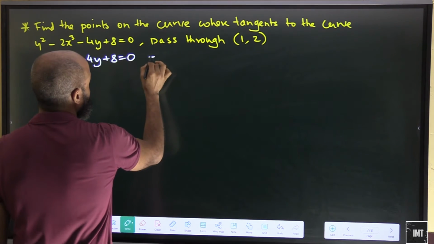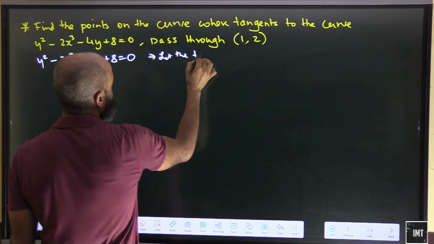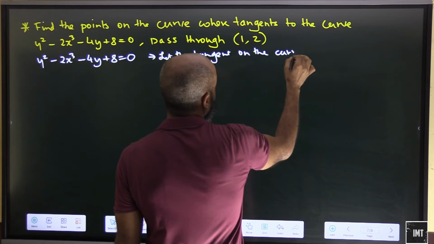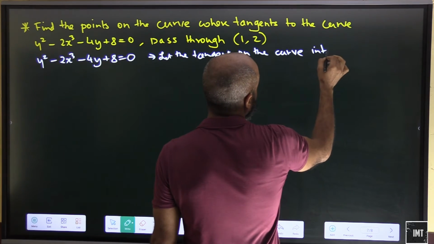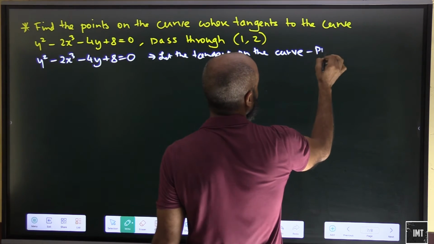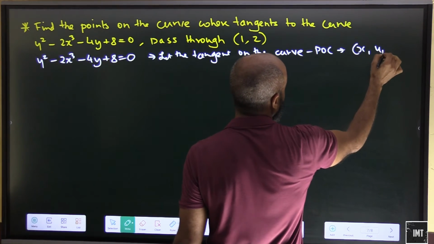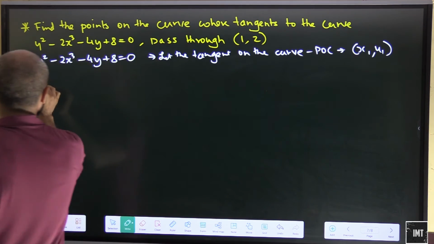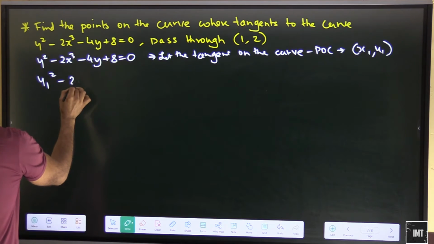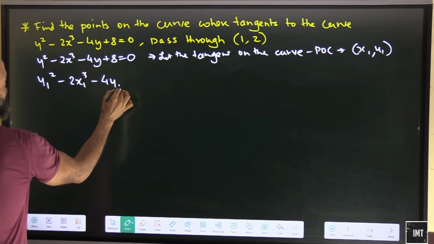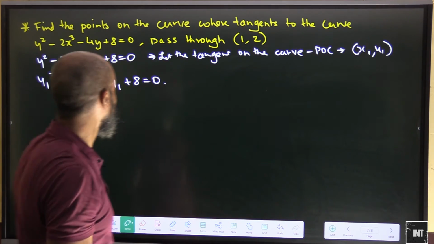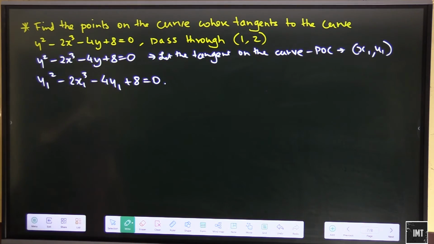Now the tangent, let's say the point of contact on the curve is x1 y1. So x1 y1 will fulfill this condition, which means y1 square minus 2x1 cube minus 4y1 plus 8 is equal to 0. Okay, and this passes through the point 1 2. So this basically fulfills the equation.